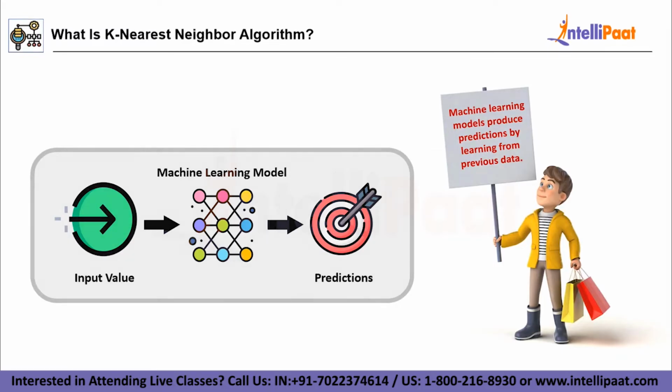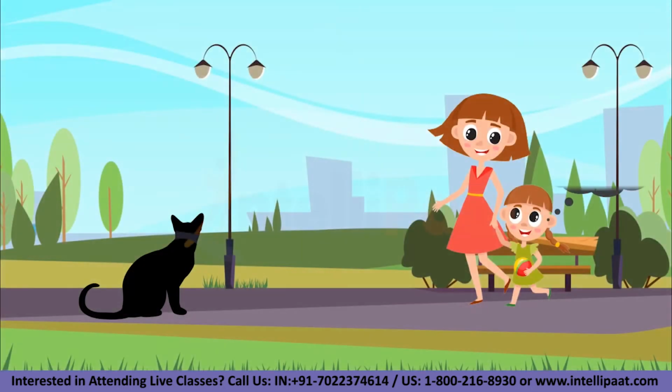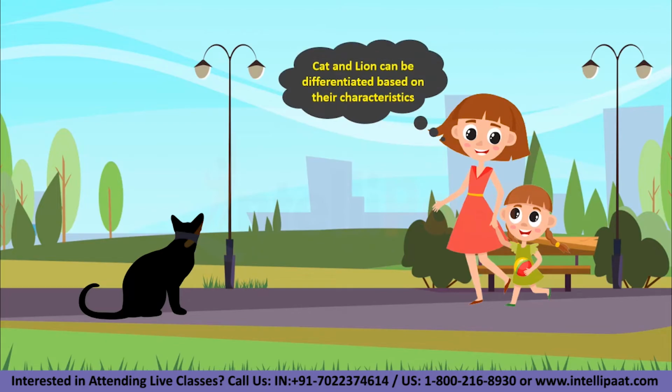Let's consider one real life example of classification. The girl shown in the picture asks her mum if the animal passing them by is a lion. Well, her mum responds no. I mean, how the hell would a lion end up in the backyards of a kindergarten, right? She further says to her daughter that you can differentiate between a cat and a lion based on their characteristics.